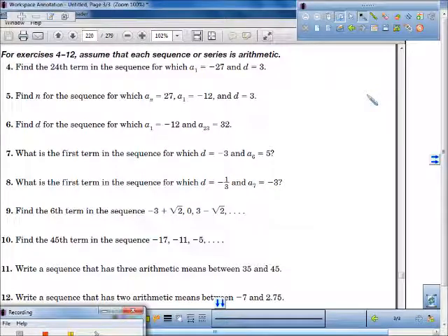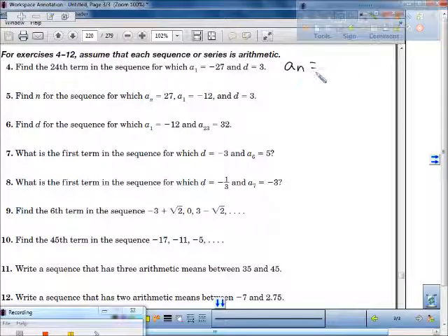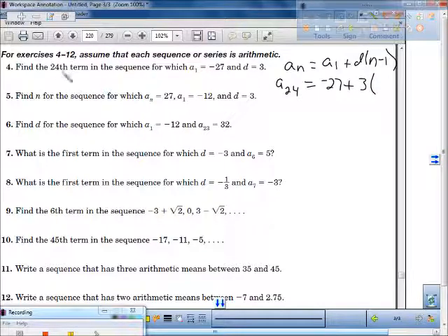Alright, in these problems we're looking at arithmetic sequences. Now the first problem is very similar to the ones we've been doing, but we're going to use the general form a sub n is equal to a1 plus d times n minus 1 for our formula for arithmetic sequences. In this particular case we're just finding the 24th term, so a sub 24 is going to be equal to a1, which is negative 27, plus d, which is 3, times 24 minus 1.